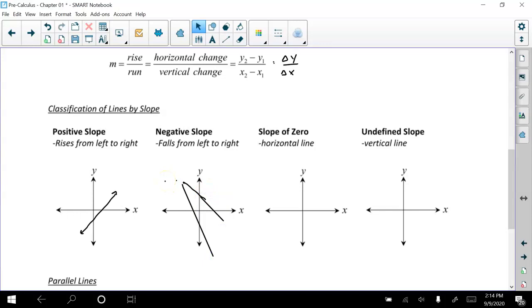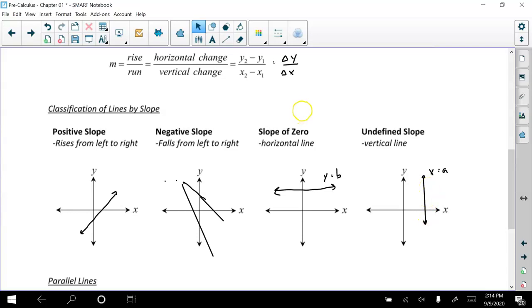Slope of 0. A line with a slope of 0 is a horizontal line. So that would have the equation y equals b, because all the y values on this line are the same. X will change, but y remains the same. And an undefined slope is a vertical line. X equals a, because on that line, all of the x coordinates are the same, but the y coordinates change.